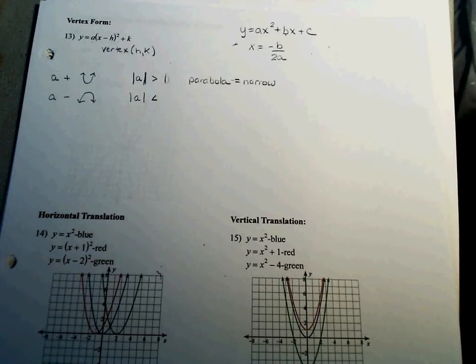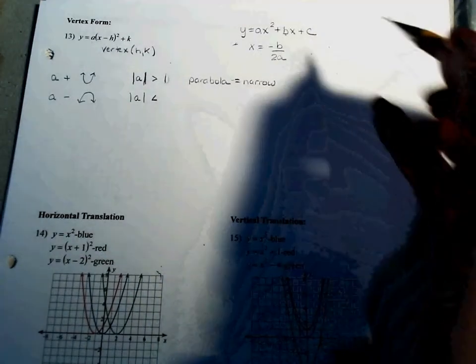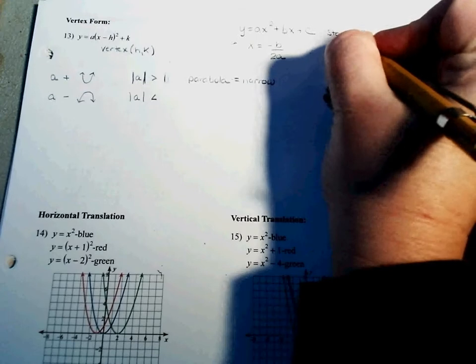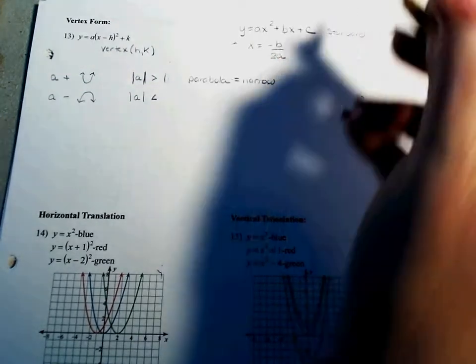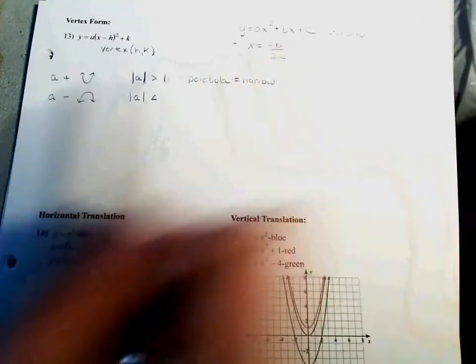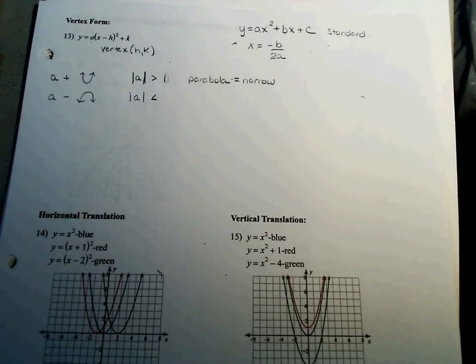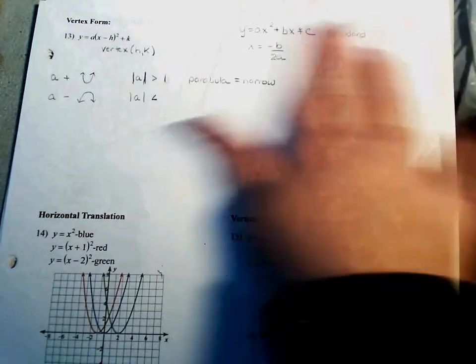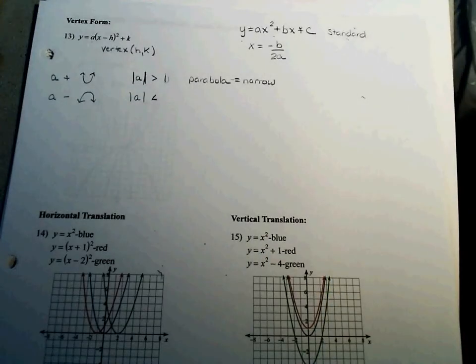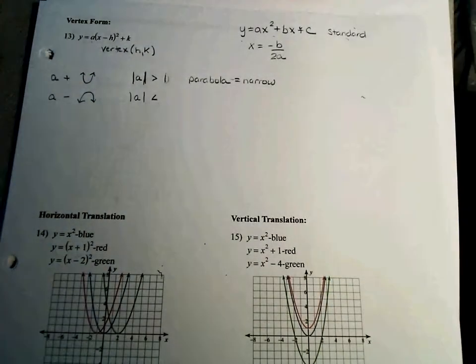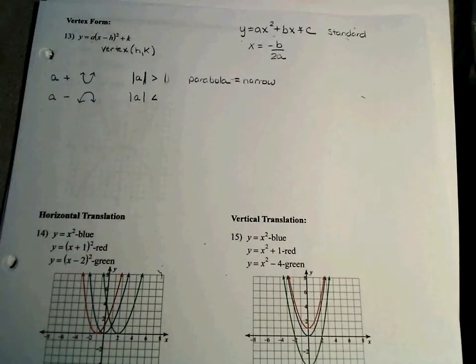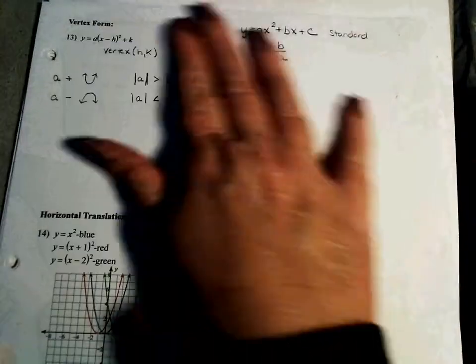So yesterday we learned standard form. And here was what I call standard form. Notice there's no parentheses. Over here we have vertex form, and it's got parentheses in it. That's the difference between standard form and vertex form if you're trying to identify them. If you are looking to determine what kind of form it is, standard form does not have parentheses, and vertex form does.